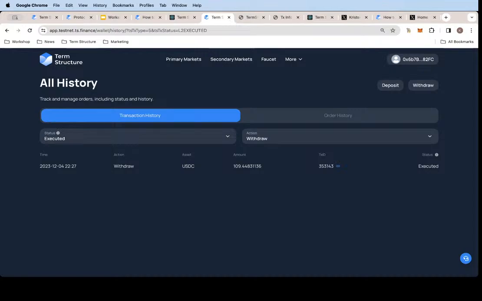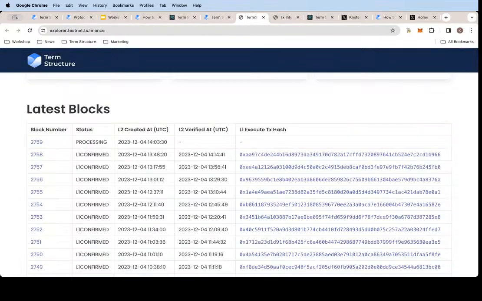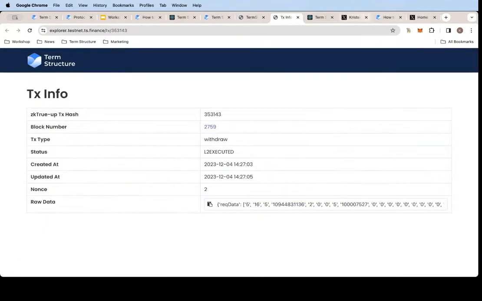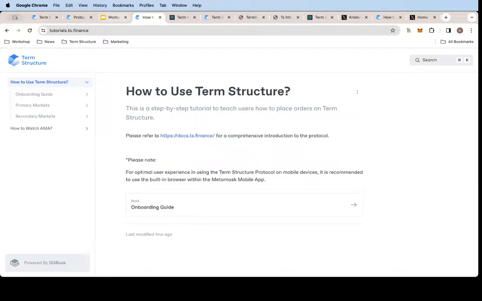So yes, this is the end of the workshop. We've basically performed most of the functions on Term Structure protocol. And if you have any questions, you can always visit our website or go to the tutorial guide to see a step-by-step tutorial.